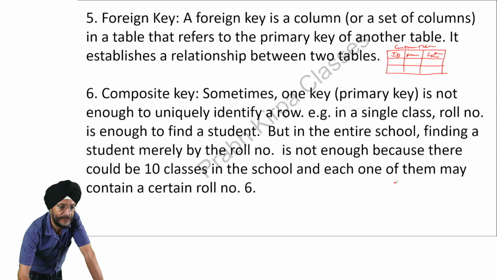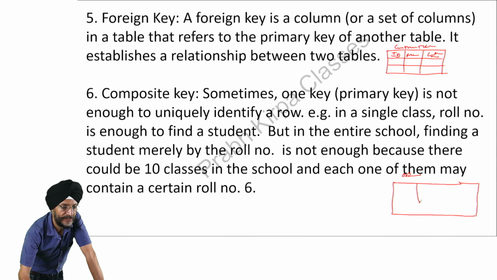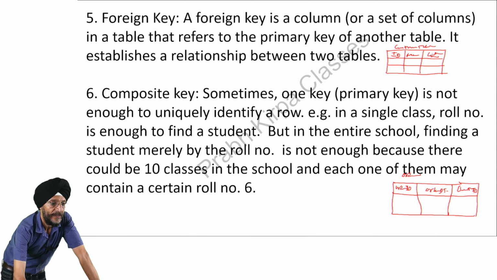Suppose the customer places an order. Here it may be the orders table. Here it is the order ID, or order date. Here may be the customer ID. So this is the primary key and it is having a relationship with the order table in the form of foreign key.